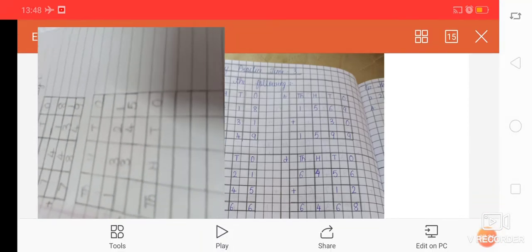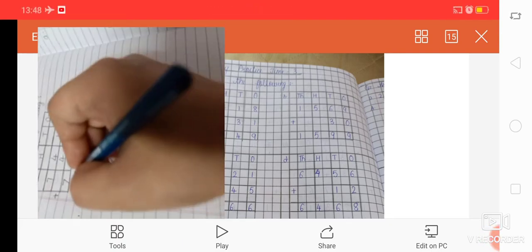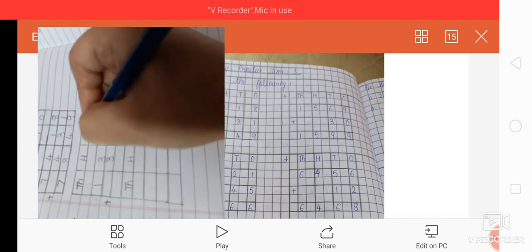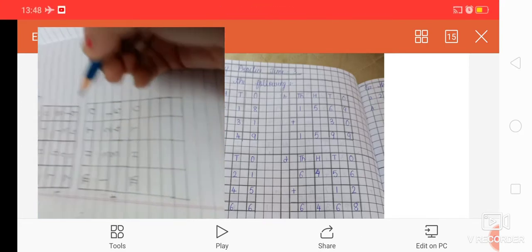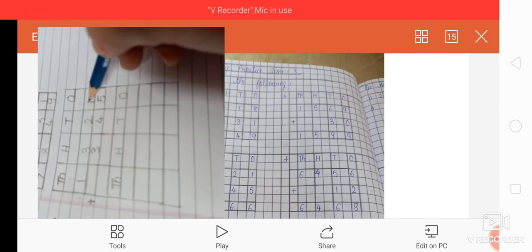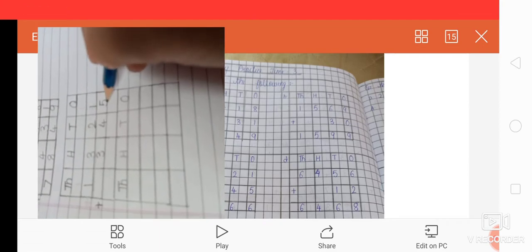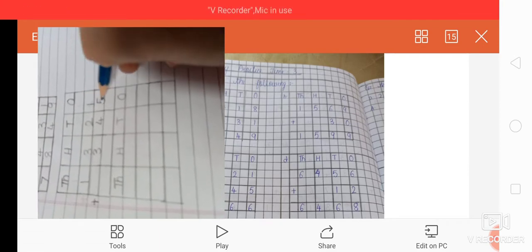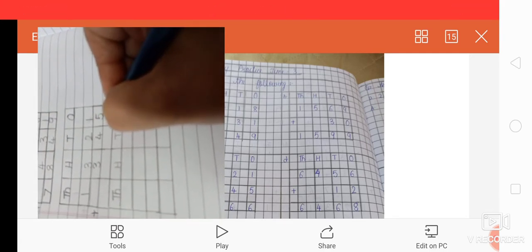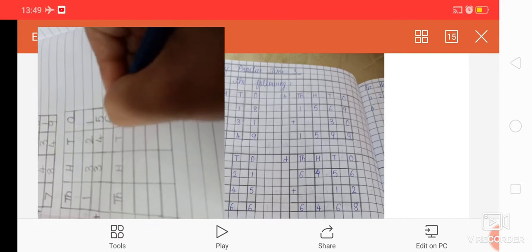What are the numbers on the thousands, hundreds, tens and ones place? We add vertically. The numbers on the ones place are 1 and 5, so we have to add 1 plus 5. When we add 1 plus 5, how much is the answer? We get 6. When you count on your fingers, 1 plus 5 is 6.